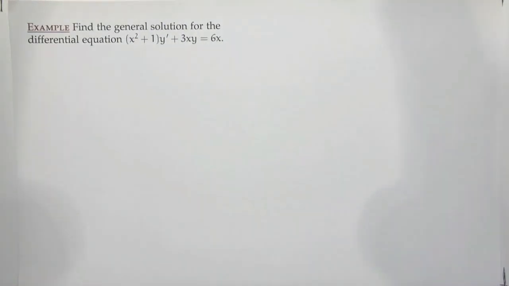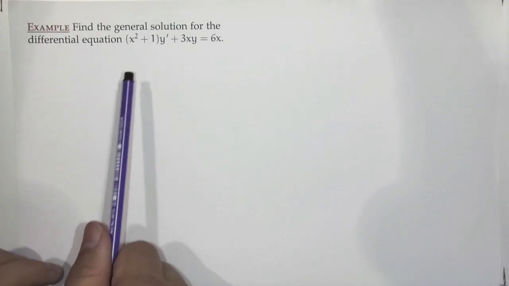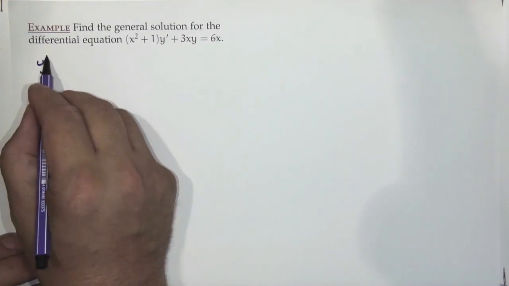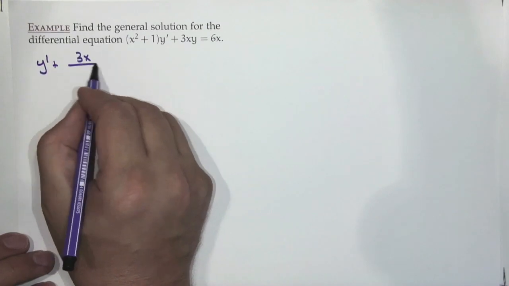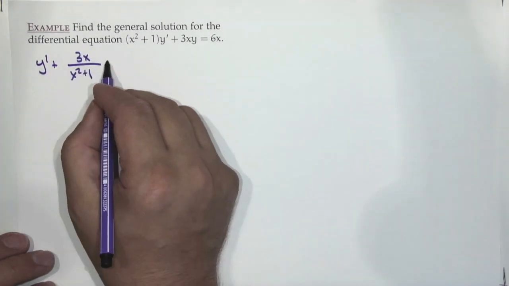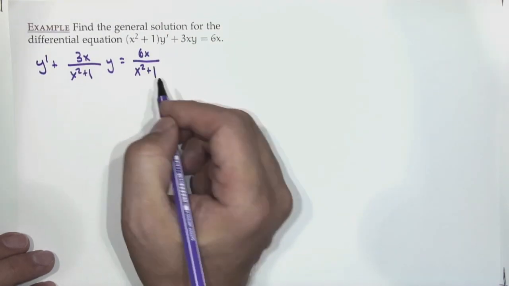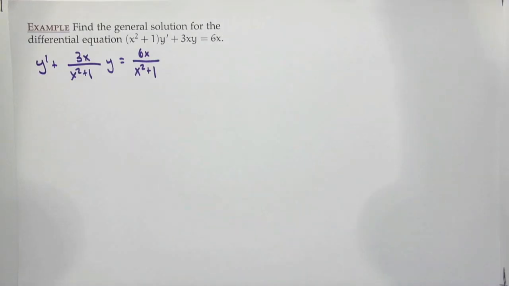Okay, so that's good. What's the next thing we need to do? Now that we know what kind of problem it is, what comes next? Rewrite it. Divide by what's in front of that y prime. Okay, so y prime plus 3x over x squared plus 1 times y is equal to 6x over x squared plus 1. Everything gets divided by x squared plus 1, not just one term or two terms. All the terms. All right.